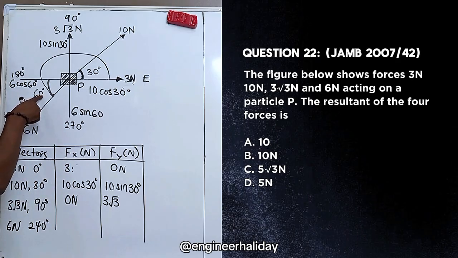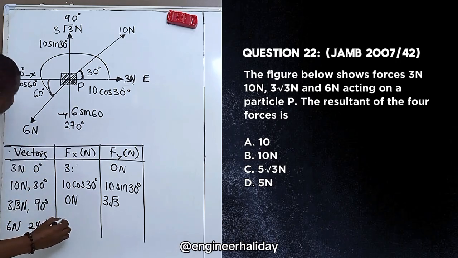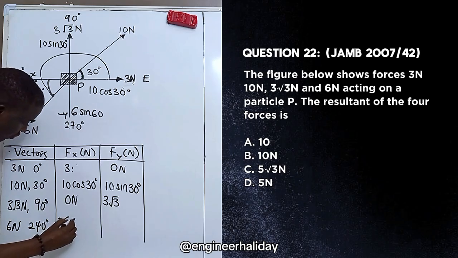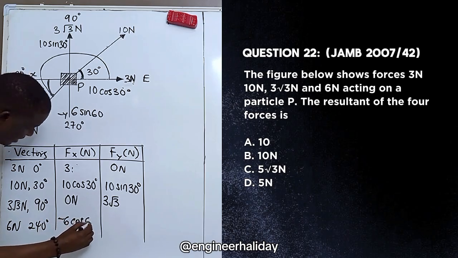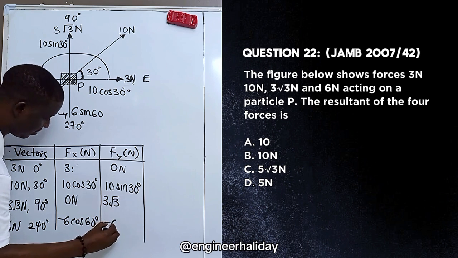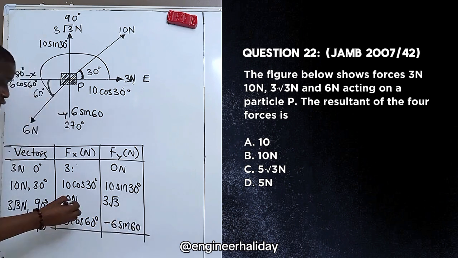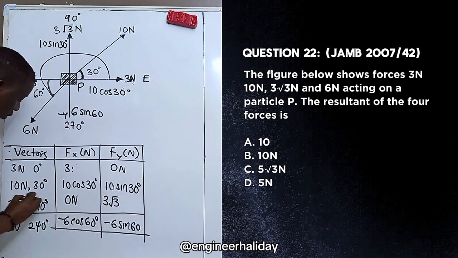So cos 240 is the same thing as minus cos 60. You can press the calculator. If you resolve this one, it is on the negative x and on the negative y. So here will be minus 6 cos 60 degree, then here will be minus 6 sin 60 degree. So you just resolve them accordingly.